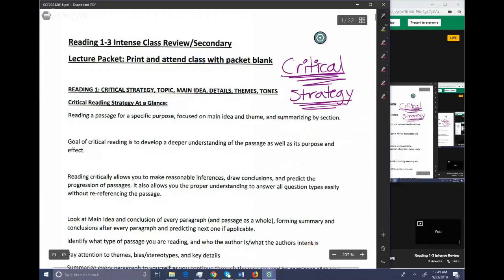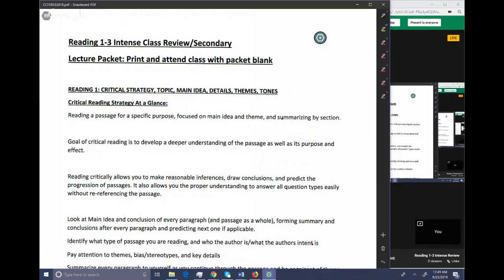So if you have mastered critical strategy and you have mastered main idea identification, which are honestly two different things that both have to be mastered, all the time you really need is just a second to write a word or two on your scratch paper.